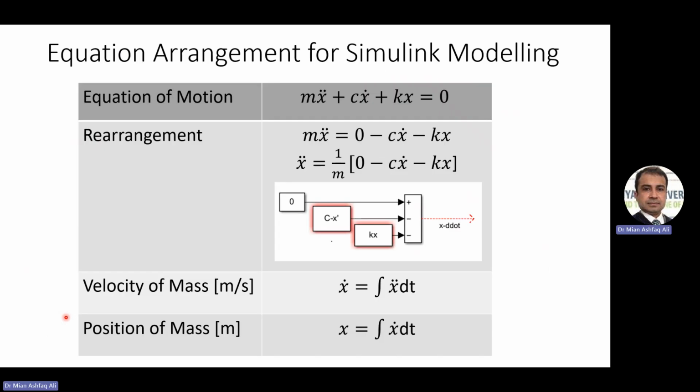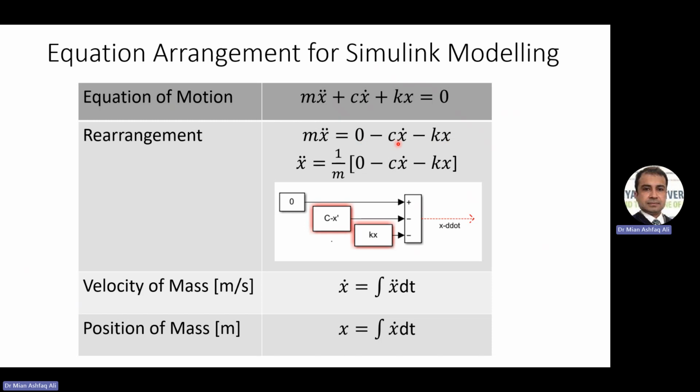Before we go to Simulink, I will cover this free vibration part. We need to rearrange this equation of motion. We keep the higher derivative term on the left side, and we take all other forces to the right side. So this is the zero applied force, it's free vibration.